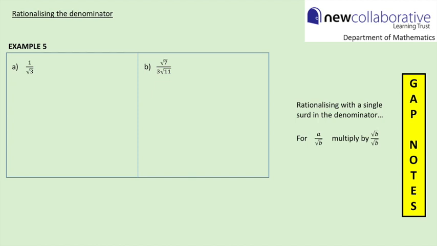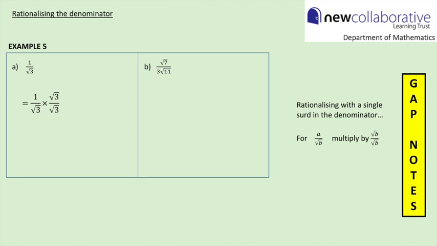to multiply the numerator and the denominator by, in the first case, √3. So since we are multiplying by √3 over √3, √3 over √3 is equal to 1. So we're not actually changing the value of the expression, we're just going to change how it looks, but it will still be equal to 1 over √3.